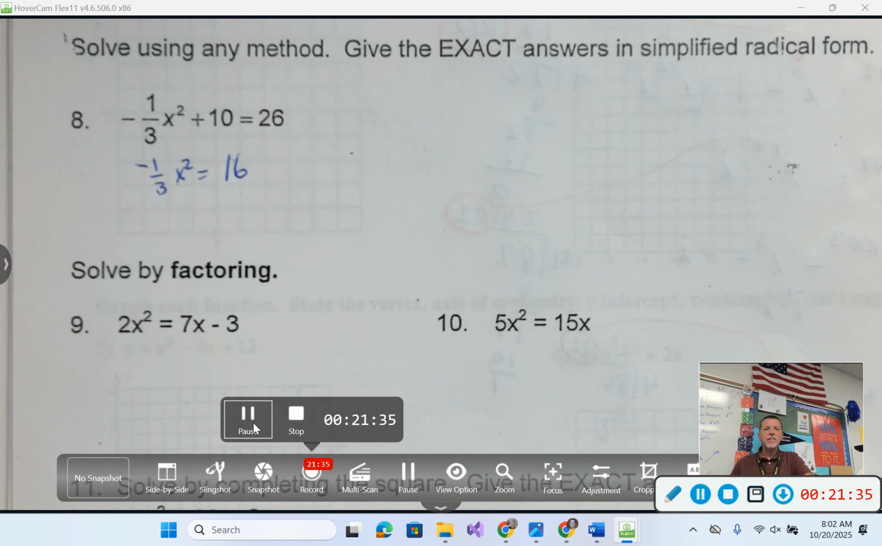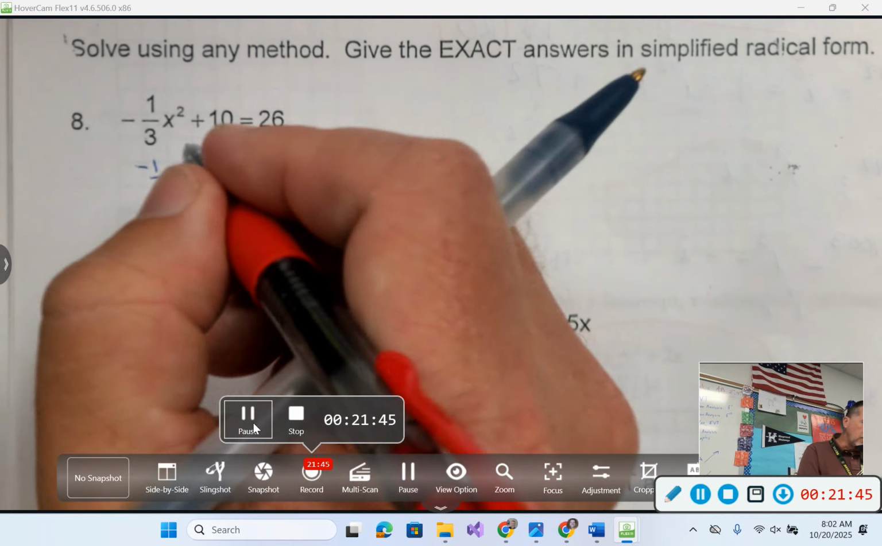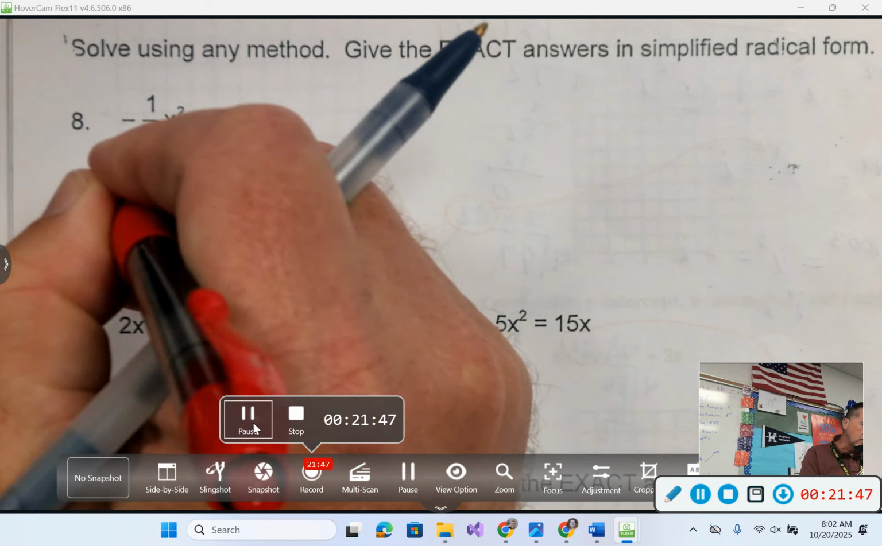What do you want to do next? I like that. Times by 3 over 1. I would go even one step further. Like 3 over 1 would fix the fraction part.